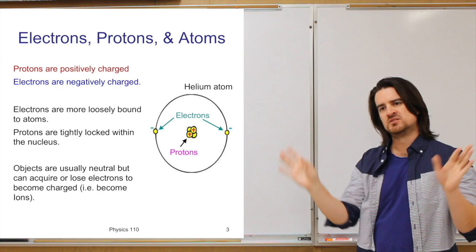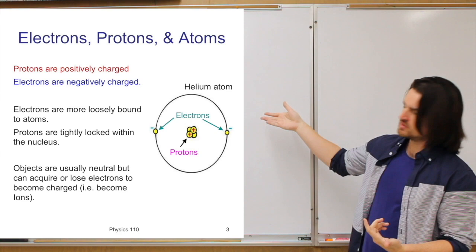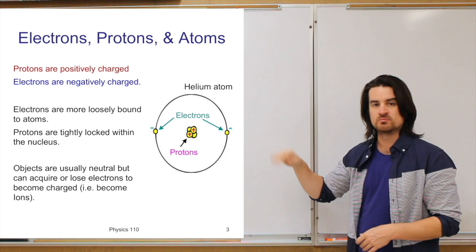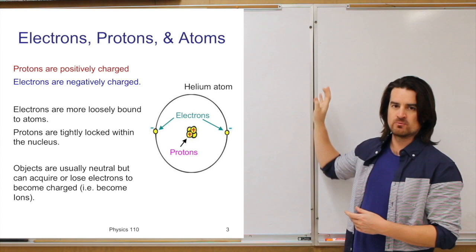And just like we talked about before with ions, that leads to what's called an ion. If this helium atom were to lose one of those electrons, it would now have an overall positive charge, and it would be a positive ion. Or if it were to pick up an extra electron from some other atom that flew by, it would have an overall negative charge. You have one extra electron, one extra negative charge, so it would be a negatively charged ion.